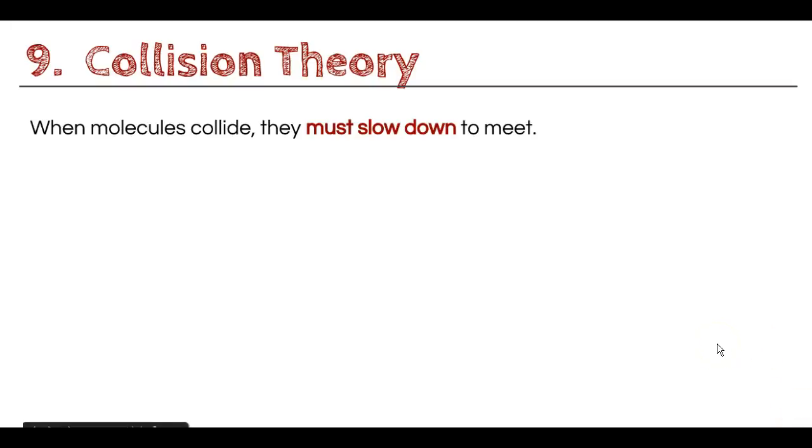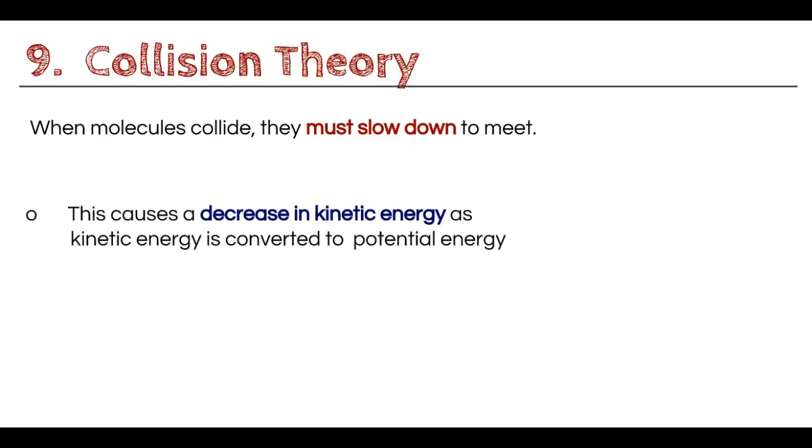So in order to slow down, they must therefore reduce their kinetic energy. But the thing is that kinetic energy has to go somewhere. It can't just evaporate. The kinetic energy has to be transformed into some other kind. And what happens with the molecules when they reduce their kinetic energy is they store it. They store it by converting it into chemical potential energy stored in the bonds. So that increases the total potential energy of the molecule.